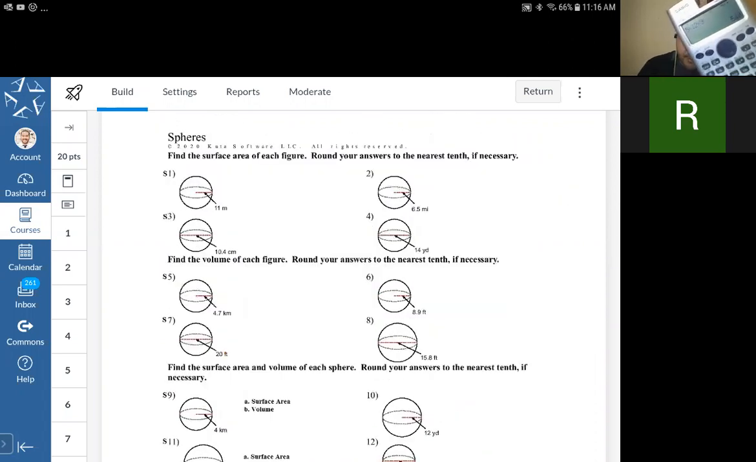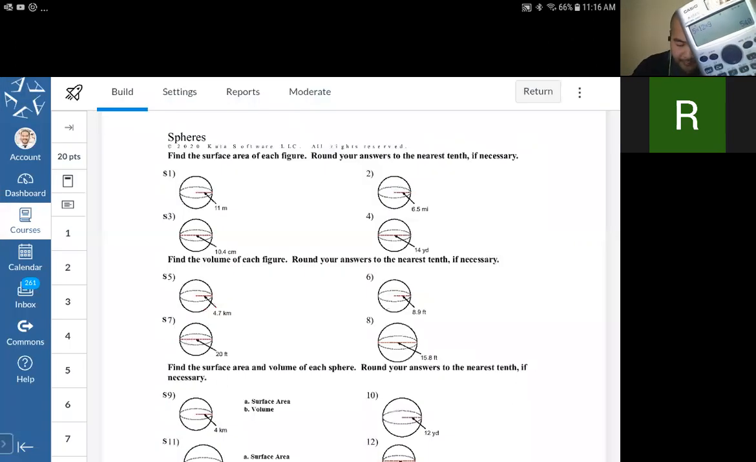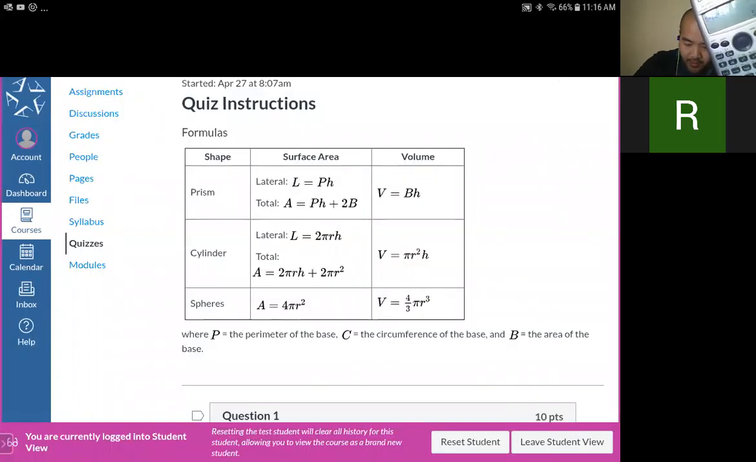Surface area of spheres. So you have your formulas here also. It's really the same thing. So with the sphere, you have, oh, I forgot the formula already. 4 pi r squared.